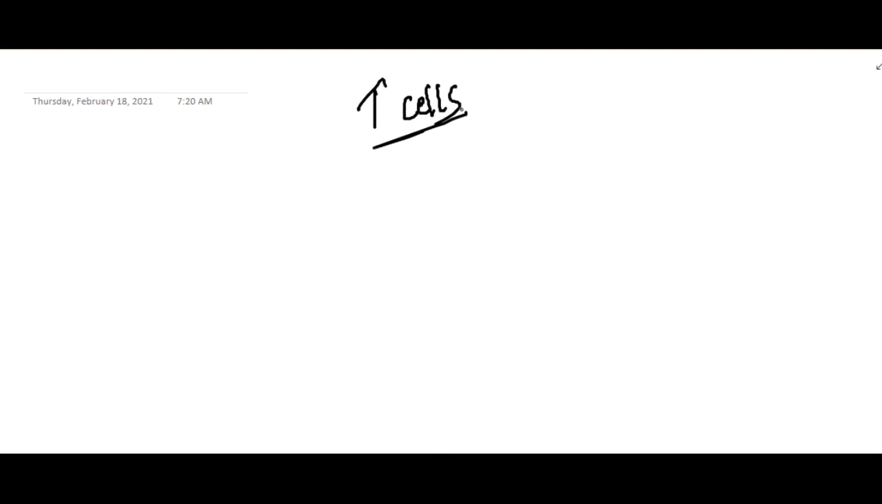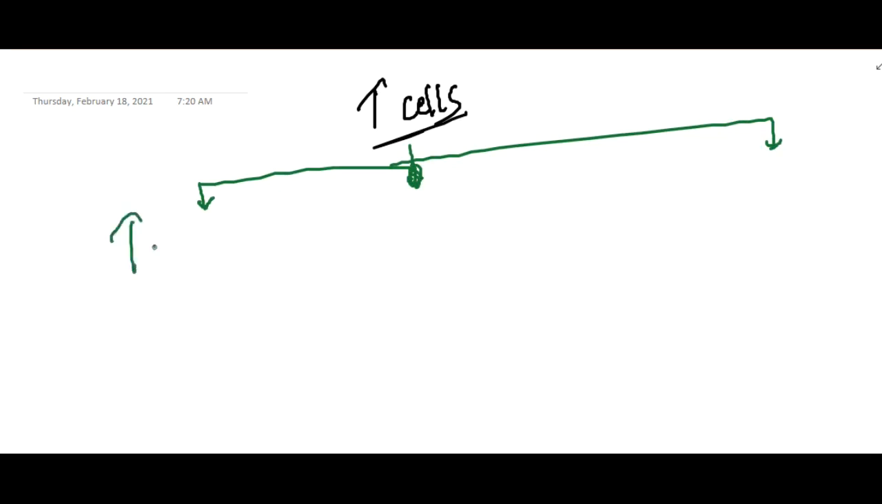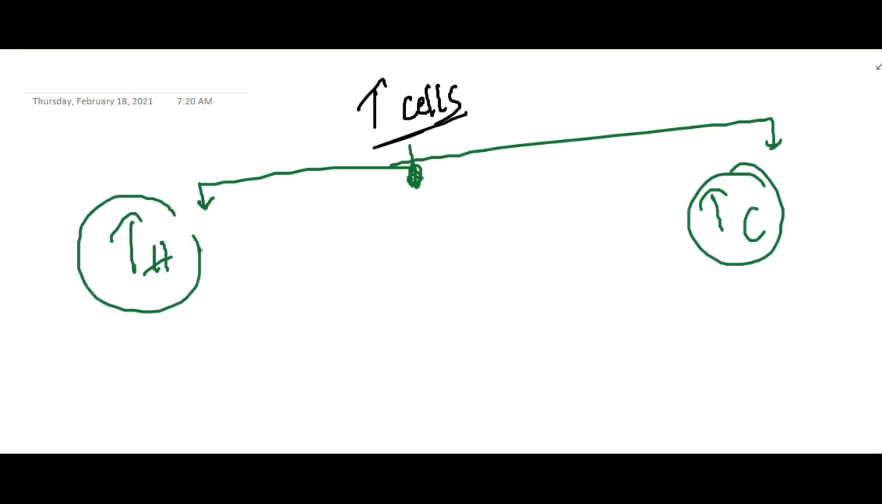Okay, so in T cells we will first see the classification. T cells are mainly divided into two types: T helper cells and T cytotoxic cells. First, we will see about T helper cells.